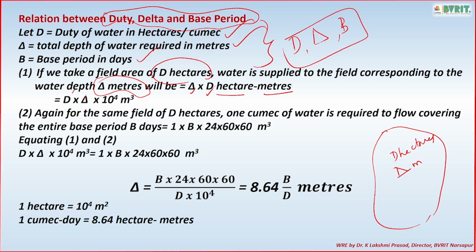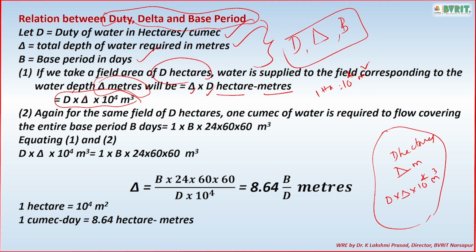So D into delta, hectare means what actually? 1 hectare is equal to 10 to the power of 4 meters square. So that I put it. So we got it as D into delta into 10 to the power of 4 meter cube, because D is the area, delta is the depth. So D into delta is the volume of water that is required, and this volume is required basically for how many days? B days, because base period is that thing.